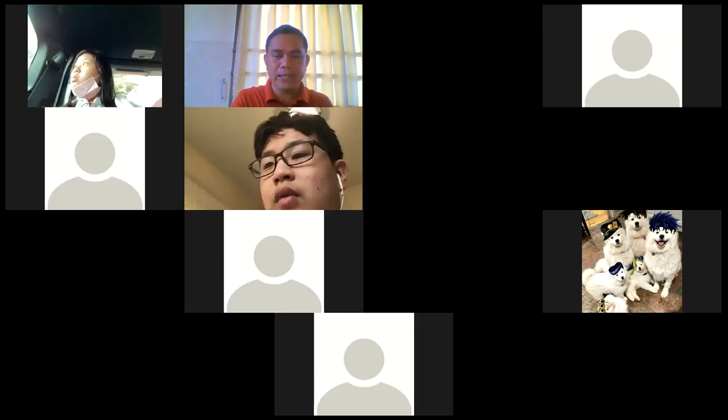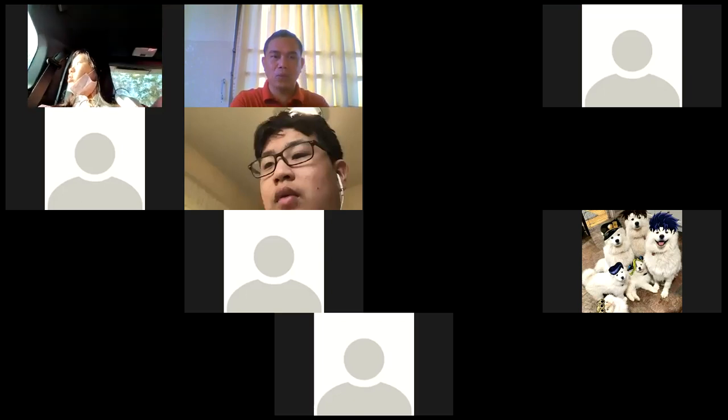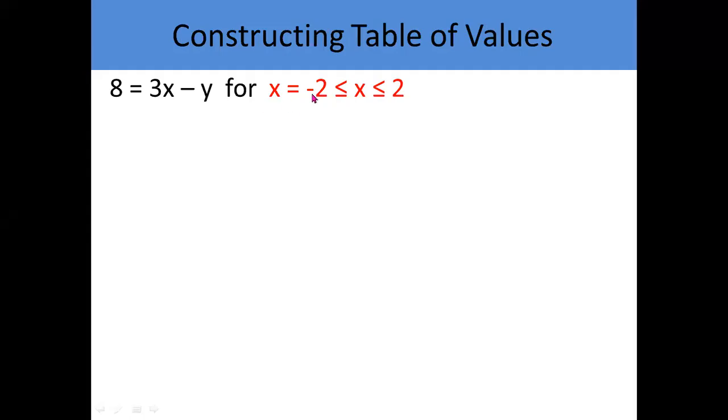How to construct a table of values of the equation. We have 8 equals 3x minus y, and the value of x is -2 less than or equal to x less than or equal to 2. Now, how do we do it? We simplify our equation first. Here, take note, we put y as the subject, but we need to simplify first before we can do that.